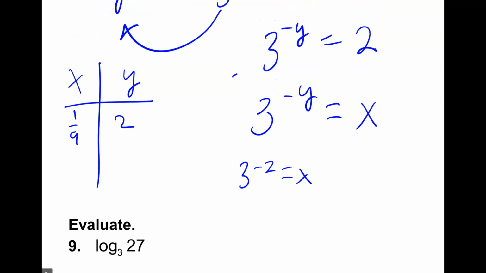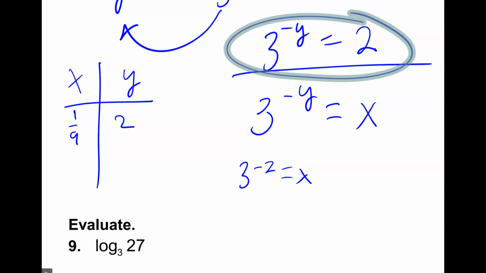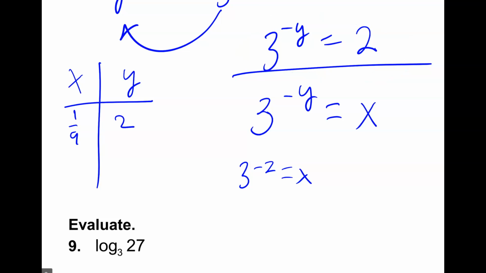Because, okay. So instead of plugging in 2 for x, I plugged in 2 for y. So I did a whole different problem. I was like, wow, this is really hard to solve. Why don't we instead write it as 3 to the negative y equals x, and then plug in for y instead so we can solve for x.